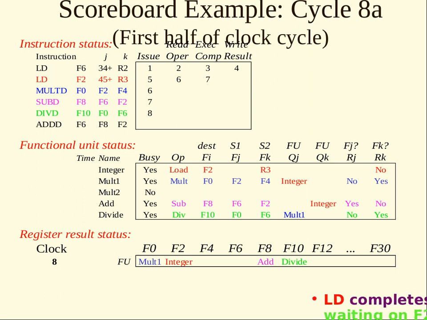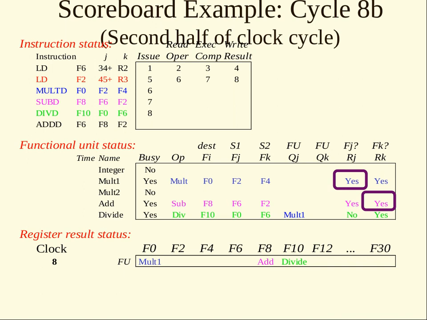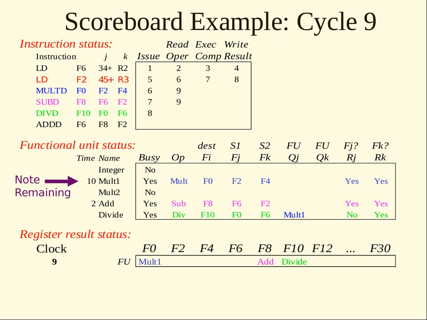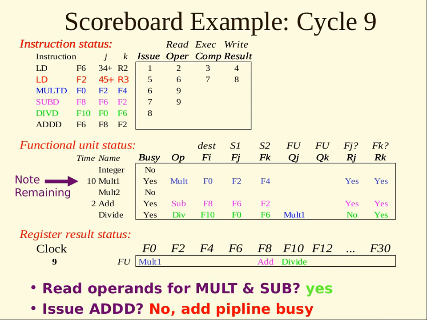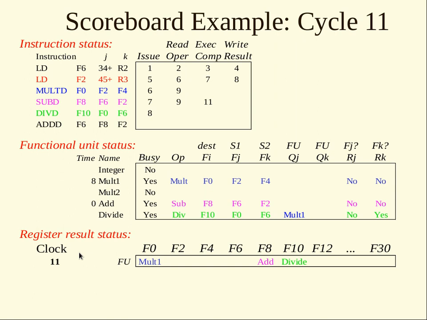But I believe at this point the load finally completes. Load completes, update mult D and sub D, waiting on F2. So they're ready to go because those two are correct. They're good. So this is the time remaining. Multiply takes 10 cycles, add takes 2. So let's go ahead and go forward a couple. Can we read the operands for multiply and subtraction? Yes, because they're both legit now, because they've been written back, so we can read them. All right, a cycle goes by, mult has 9 cycles left, add has 1. Now add has 0 cycles, so it's been executed.